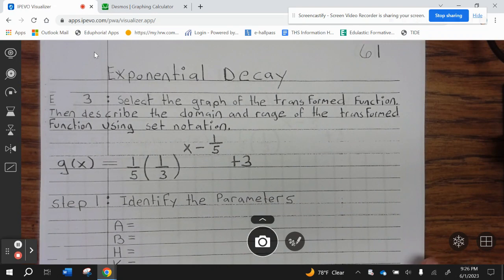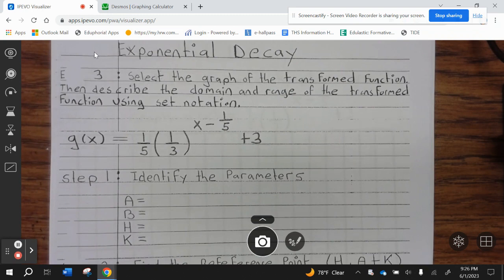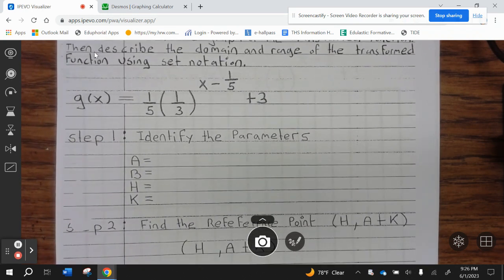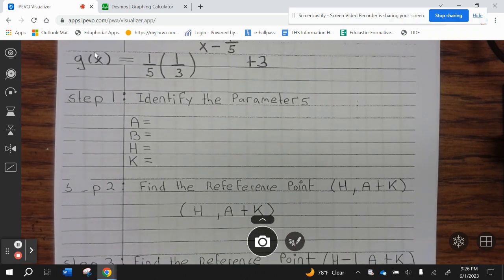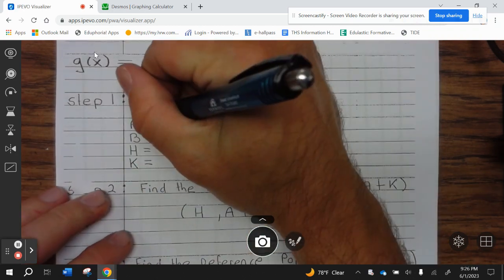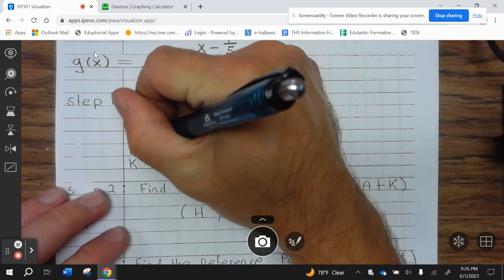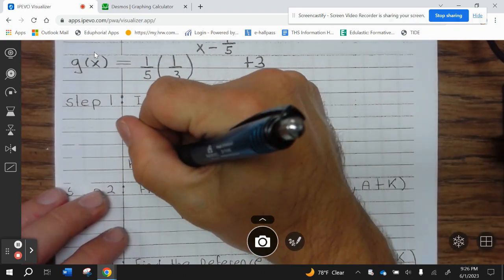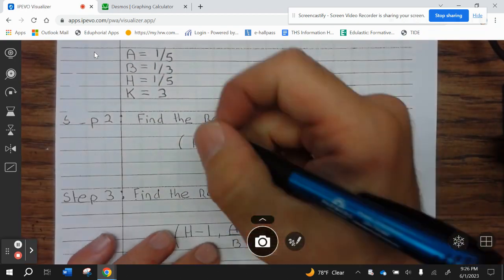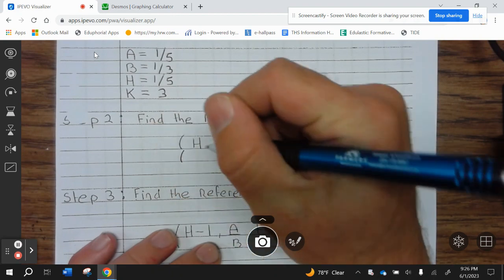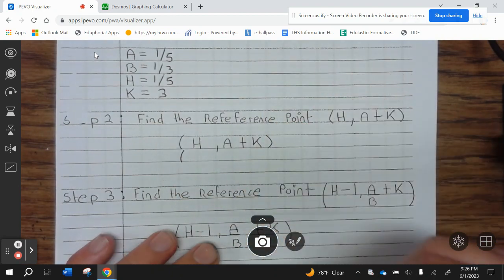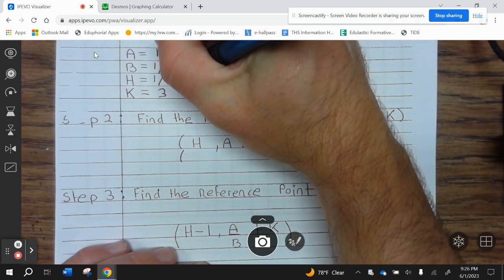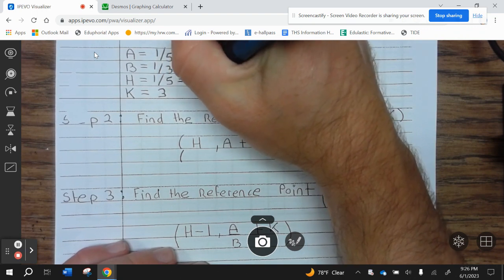Our example 3, select the graph of the transform function, then describe the domain and range of the transform function using set notation. g of x equals 1/5, parentheses 1/3, to the x minus 1/5, plus 3. So a is 1/5, b is 1/3, h is 1/5, and k is 3. So h is 1/5, which in a decimal, that's 0.20.